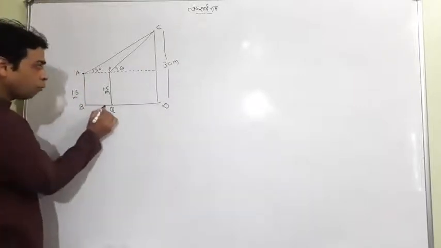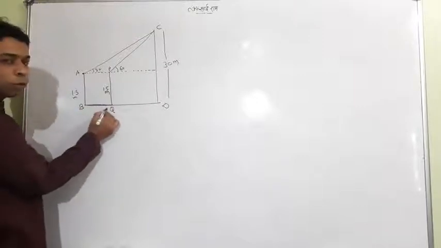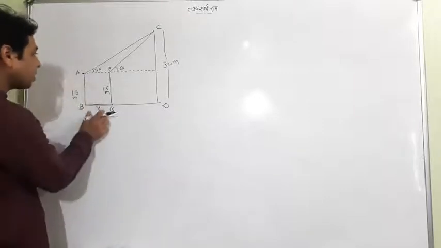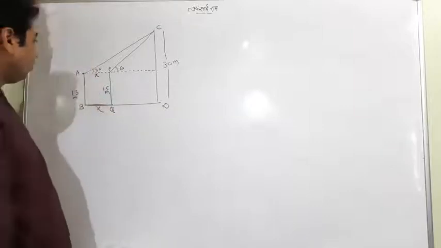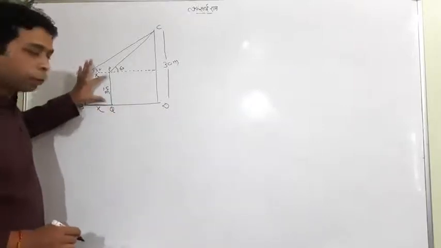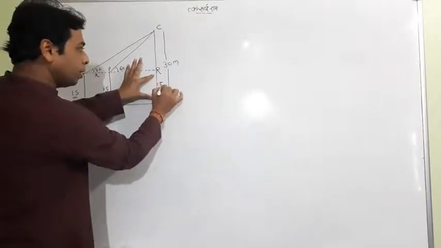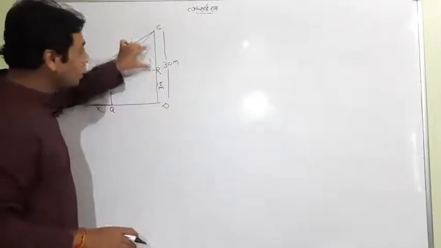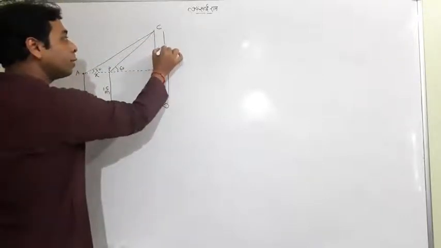Find the distance he walked toward the building, meaning we want to find only this distance. Suppose this distance is x. This is x, and definitely it is also x. Now look at a very important thing. It is given, this is 1.5 meter. And one should simply predict that the whole is 30. This is 1.5, so the rest will be 30 minus 1.5, which is 28.5. So this distance will be 28.5 meter.